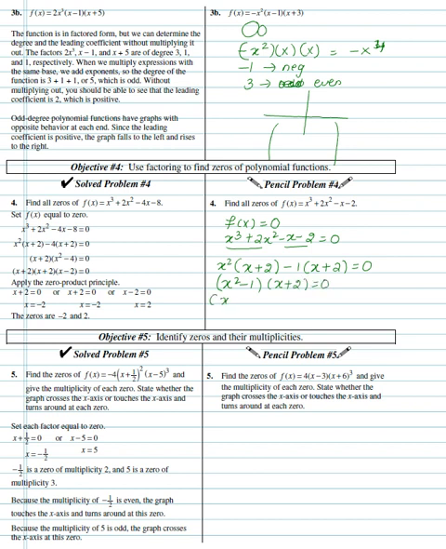I can further factor x squared minus 1 into x plus 1 times x minus 1, times x plus 2, equal to 0. Setting each of them to 0, if I set x minus 1 to 0, I get x equals 1. If I set x plus 1 to 0, I get x equals negative 1. If I set x plus 2 equal to 0, I get negative 2. So positive 1, negative 1, and negative 2 are the zeros of the polynomial.